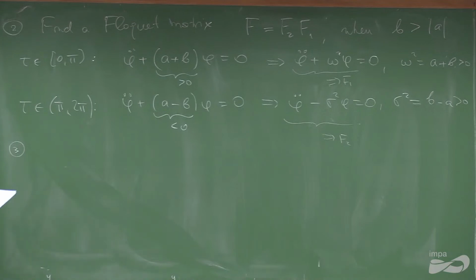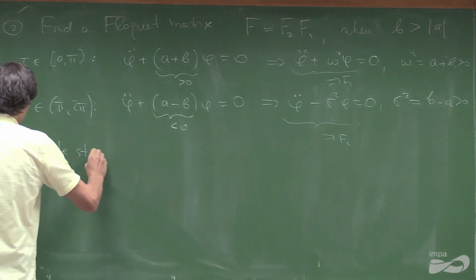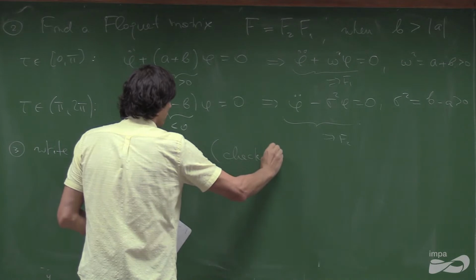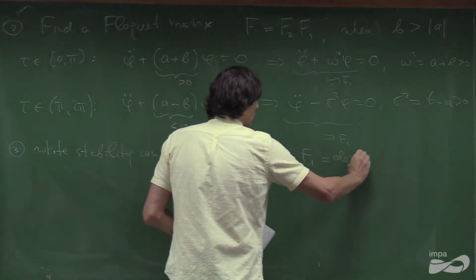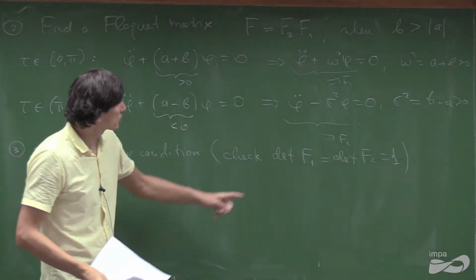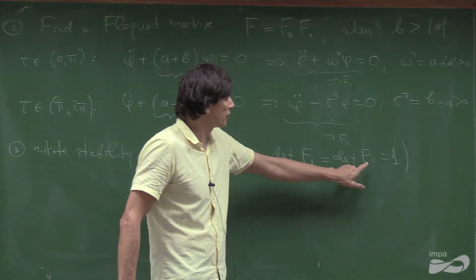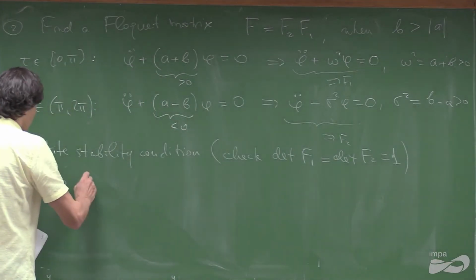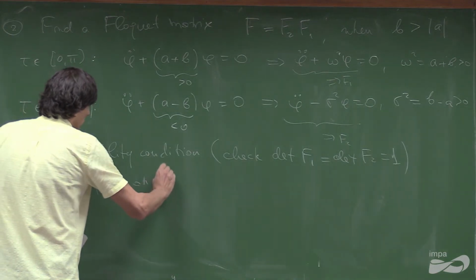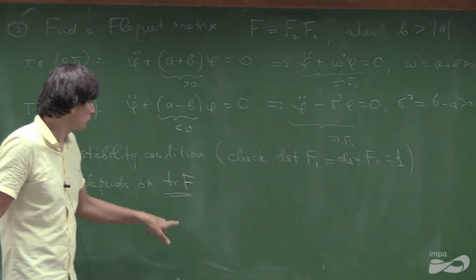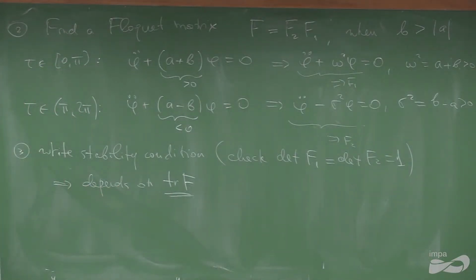Then you can write the stability condition. You can check that the determinant of F1 and the determinant of F2 are still 1, then the stability condition is just the same as we did before. Our stability condition was based on the fact that determinant F1 and determinant F2 equal 1. So the stability condition depends just on the trace of matrix F. You derive the trace from these two matrices F1 and F2, so there will be a different trace. You get the condition that the trace of the matrix should be smaller than 2 for stability. Well, this is a difficult exercise, quite a lot of work.